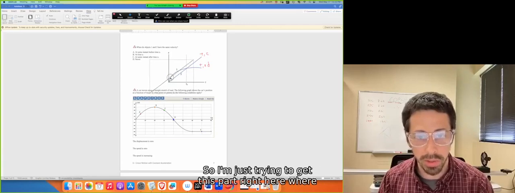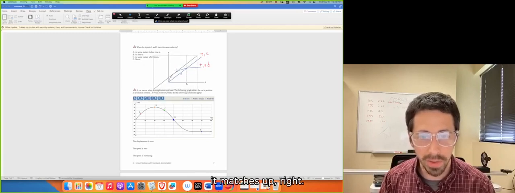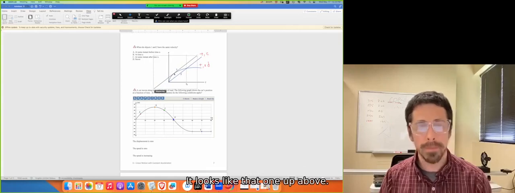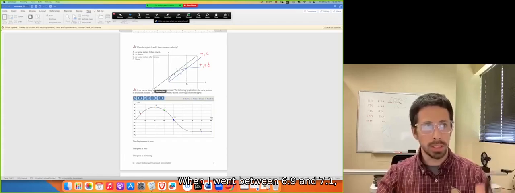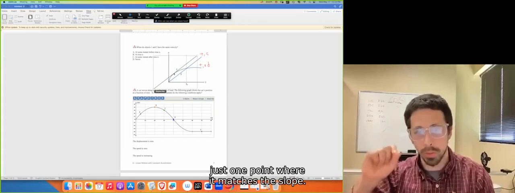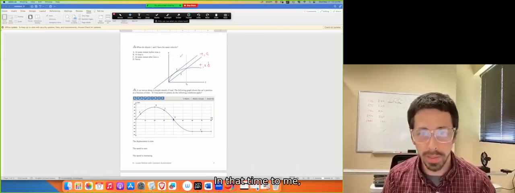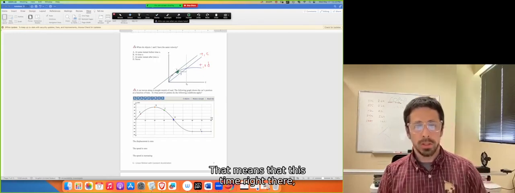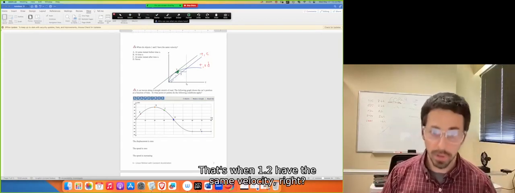Nope, not the same slope. So I'm just trying to get this part right here where it matches. Yep, right. Probably somewhere right about there. You see how that line that I just drew looks like that one up above, right? I went between 6.9 and 7.1. I created that line that just kisses 1 point where it matches the slope, and that's this point right there. And that time, to me, looks like it comes before, right? So that means at this time right there, that's when 1 and 2 have the same velocity.